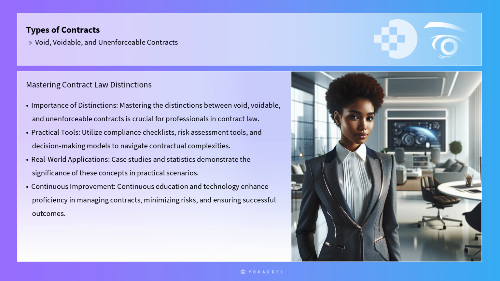In conclusion, mastering the distinctions between void, voidable, and unenforceable contracts is crucial for professionals in contract law. By utilizing practical tools and frameworks, such as compliance checklists, risk assessment tools, and decision-making models, practitioners can effectively navigate the complexities of contractual agreements. Through case studies and statistics, the significance of these concepts in real-world applications is evident. Continuous education and the use of technology further enhance the ability to manage contracts proficiently, minimizing risks and ensuring successful outcomes for all parties involved.